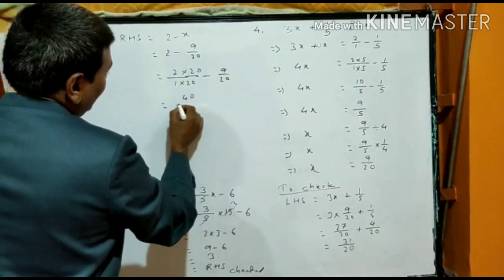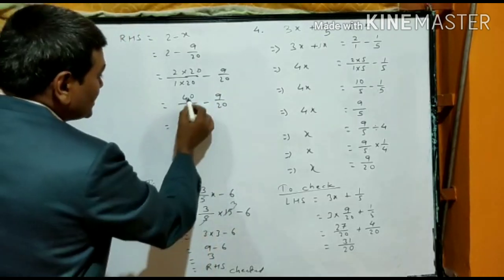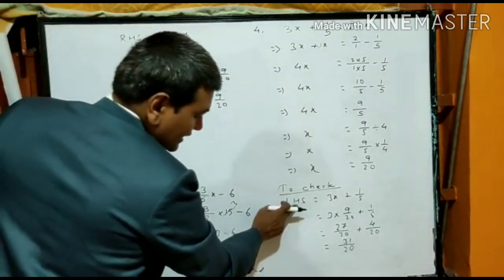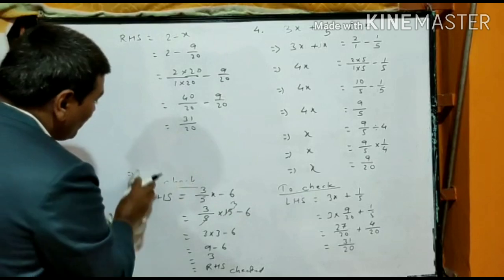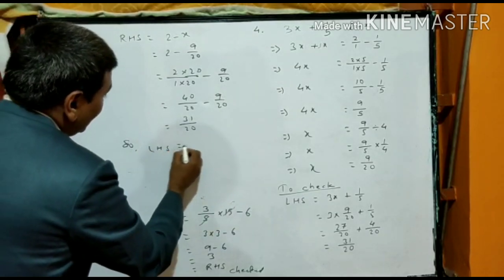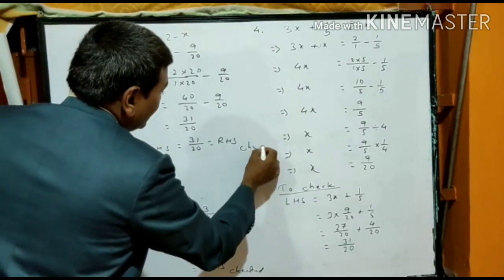It is 40 by 20 minus 9 by 20 equals 40 minus 9, 31 by 20. Now let's see. Left hand side is 31 by 20 and right hand side is also 31 by 20. So left hand side equals 31 by 20 equals right hand side. Check.